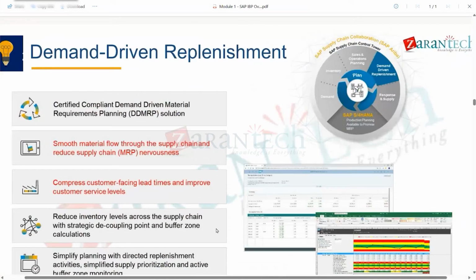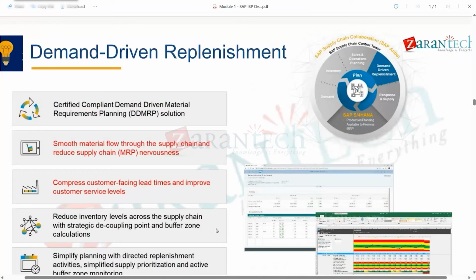Now, demand-driven replenishment, DDMRP. This helps in the smooth flow of material throughout the supply chain, and reduces the nervousness and the gaps between demand and supply. For demand-driven MRP, lead times are normally better and always improved, because the supply cycle starts immediately as soon as the customer's real order is entered in the system. When the order comes, production automatically starts with very little manual intervention.